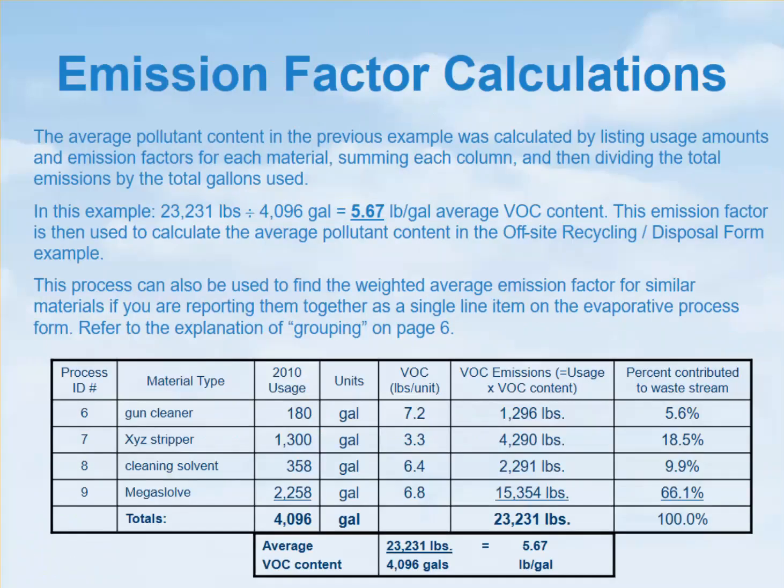The average pollutant content is calculated by first calculating individual waste stream annual emissions from the annual usage times the emissions factor. Then the total VOC emissions are summed and are divided by the sum of the annual usage to yield the average VOC content of all waste streams. This method can also be used to find the weighted average emissions factor for similar materials if you are reporting them together as a single line item on the evaporative process form.